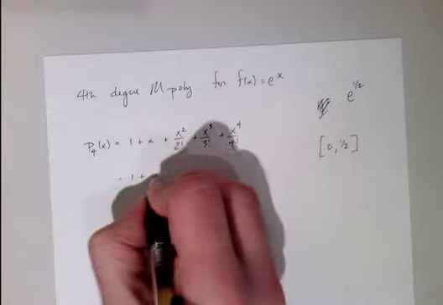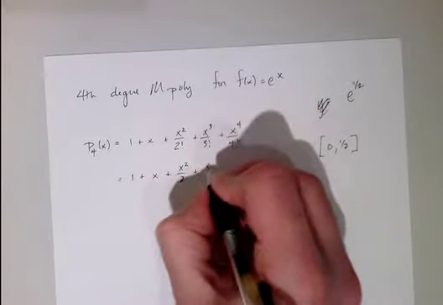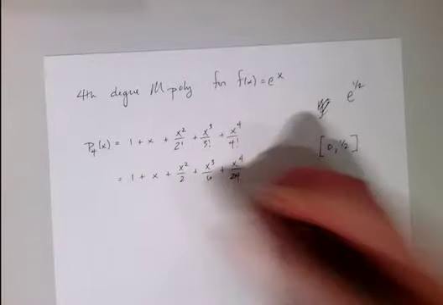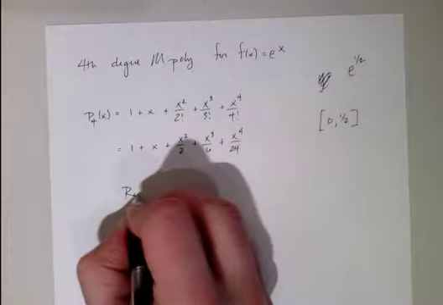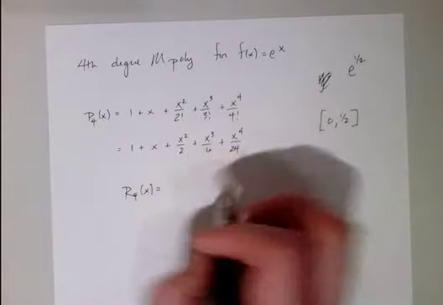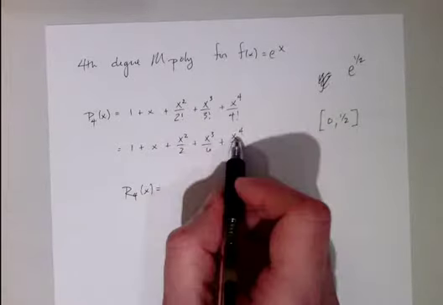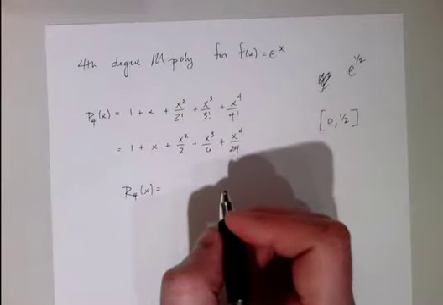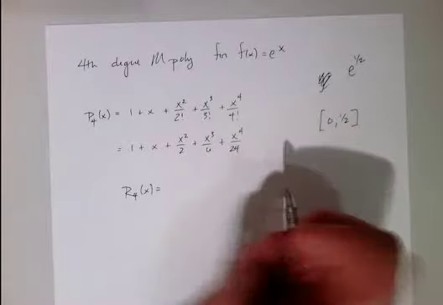And if you want to get rid of the factorials, you can just do x squared over 2 plus x cubed over 6 plus x to the 4th over 24, if that helps you out. Now I happen to know that my R4 of x is going to involve the 5th derivative. Well, the great thing about e to the x is the 5th derivative is the same as the 1st, 2nd, 3rd, and 4th. It's just e to the x.